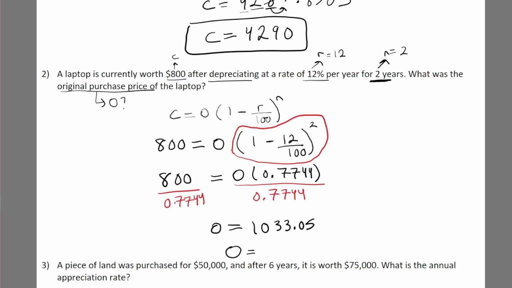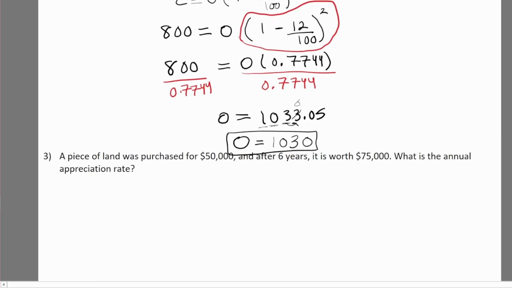We're just going to round this to 3 significant figures. So to 3 significant figures, this is the first, this is the second, this is the third. We have a 3 here, so this will stay as 3, and this will become 0. So it's 1030. This is the final answer. Okay, let me just erase this.